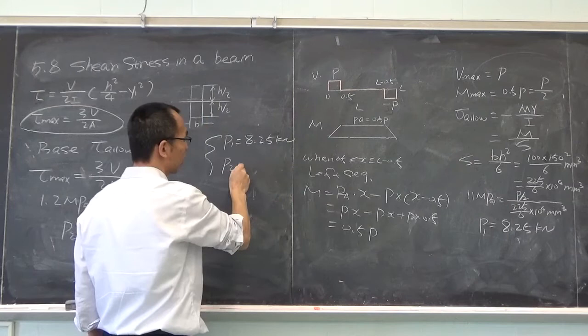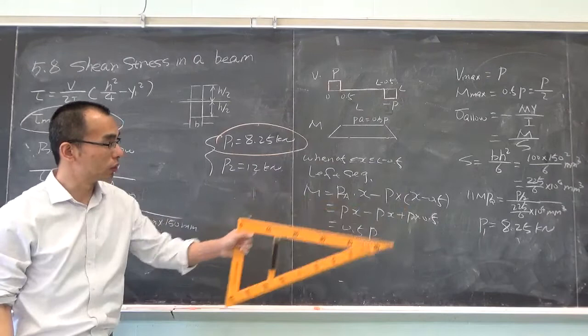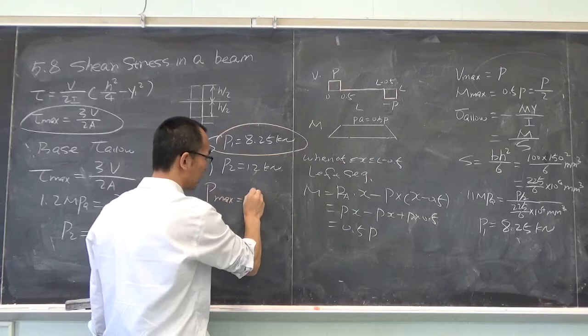So that means the final result will be the minimum one, right? If you give this load. Now, if you give a larger load, then you know it will not satisfy that requirement. So that means the maximum load will be the minimum load you get here.